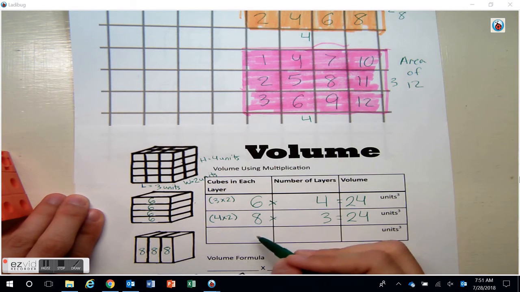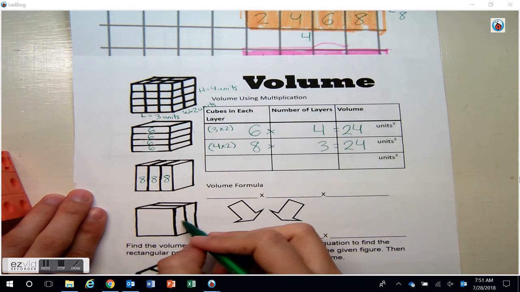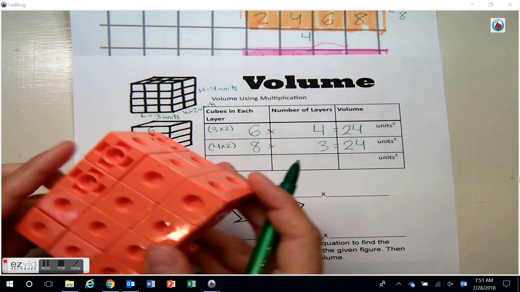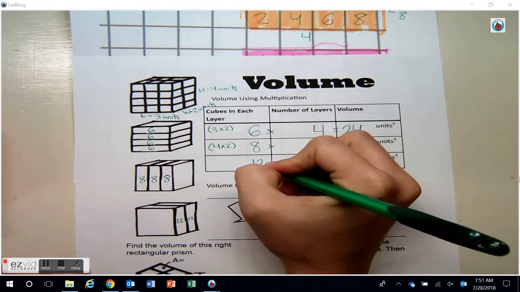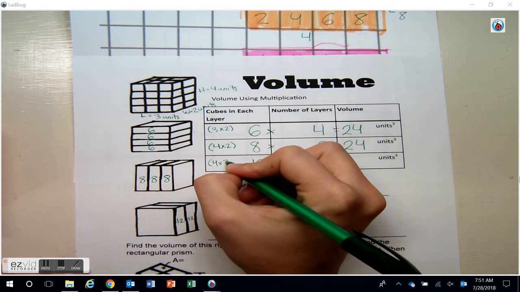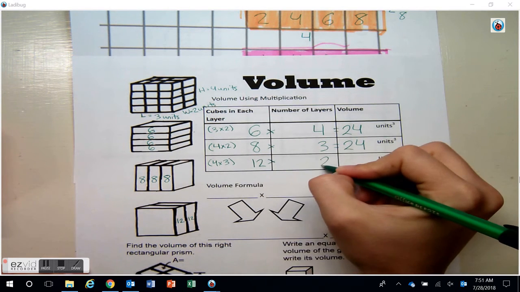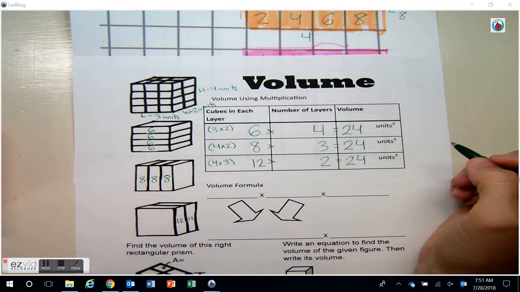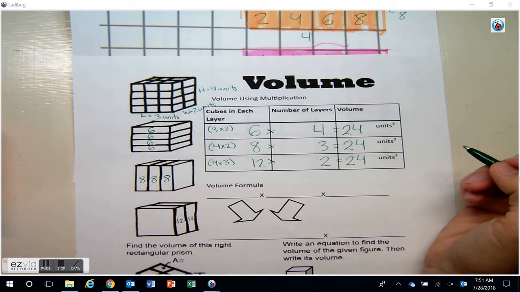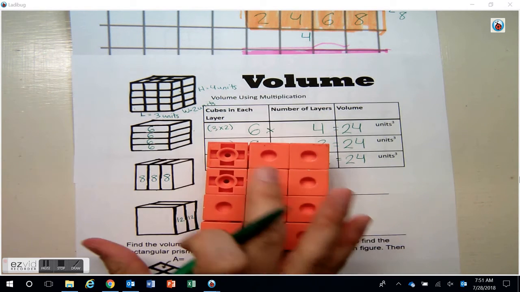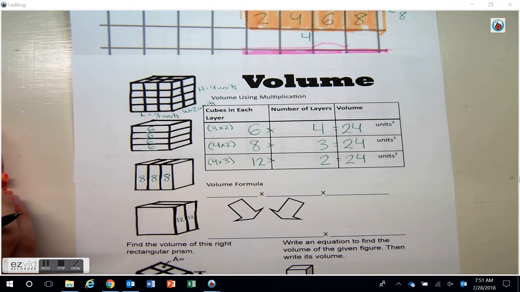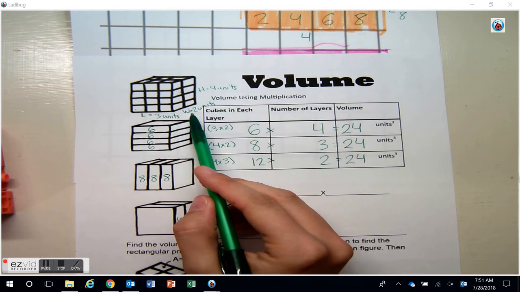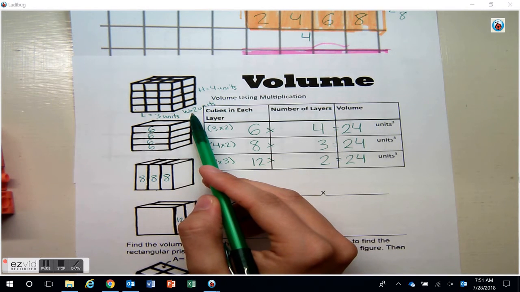Well, how can I use that area and look at the dimensions of my original shape, my original figure? Well, area, here I'm doing 4 times 3. So how many cubes are in each of these layers? Well, we can count, and we've already done our drawing. We know that there are 12 cubes in each of those layers, which we found to be 4 times 3. And there were 2 of those layers giving us a volume of 24 units cubed.